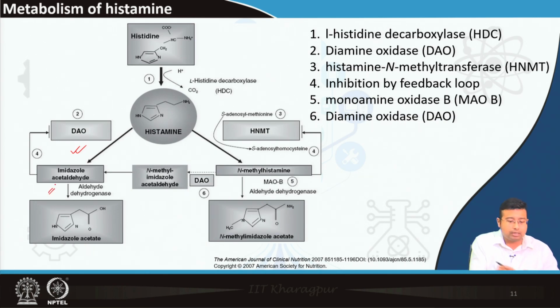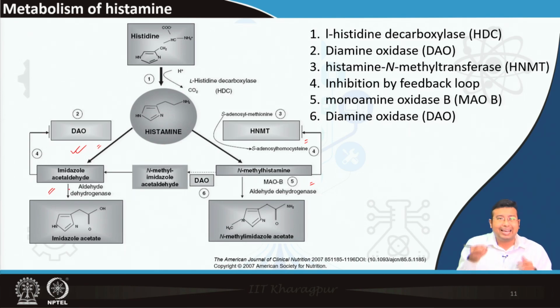If it is acted upon by diamine oxidase, it forms imidazole acetaldehyde, and if it undergoes a methyl transfer, it forms N-methyl histamine. Now, know this, both of these products can feedback inhibit their formation. So, this is a feedback loop where the action of DAO and HNMT can be inhibited by imidazole acetaldehyde and N-methyl histamine respectively.